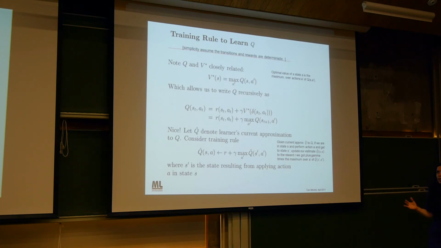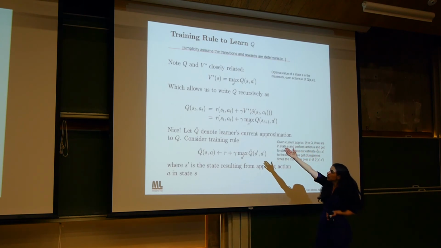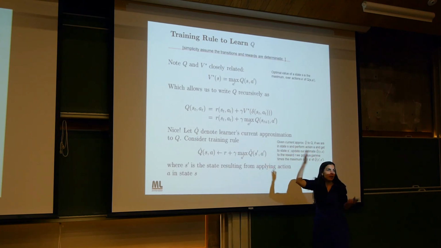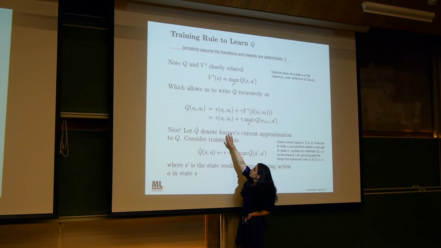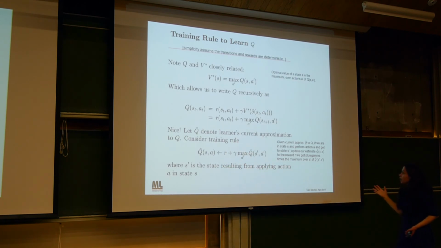Right? And I'm saying we can immediately write a recursion for the Q function. For the pair ST, AT, if I'm in state ST and I do action AT, it's just the reward I get by doing so, plus gamma times, by definition, the maximum over all actions A prime of Q of ST plus 1 and A prime. Okay, but that's a recursive definition for the Q function.